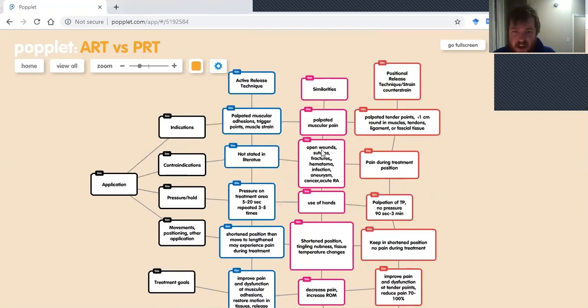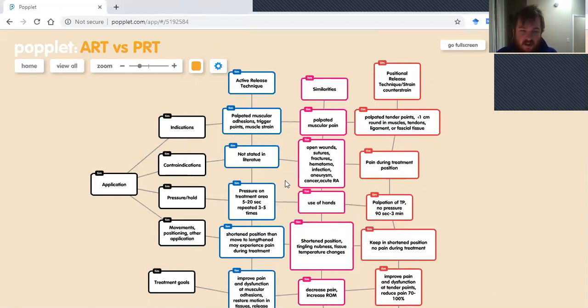Basically, contraindications for PRT: open wounds, sutures, fractures, hematoma, infection, aneurysm, cancer, acute rheumatoid arthritis. I would believe these would be very similar for active release technique, along with many other types of manual therapy. So across the board, we can say that you really shouldn't use this technique around these types of conditions and areas.